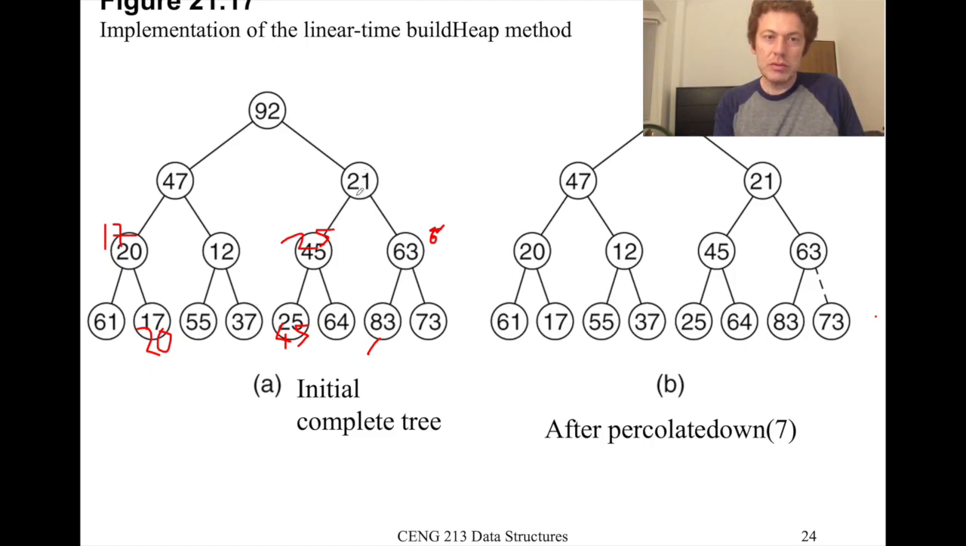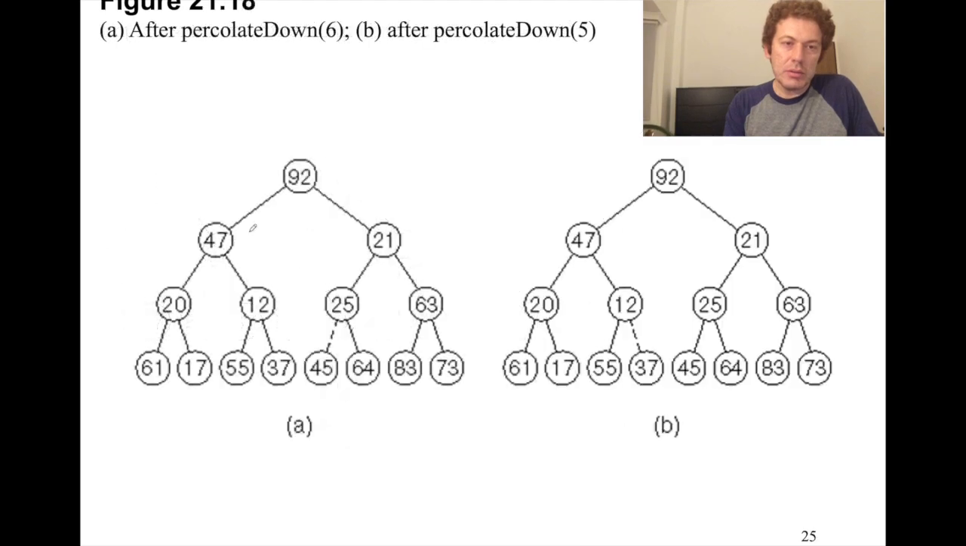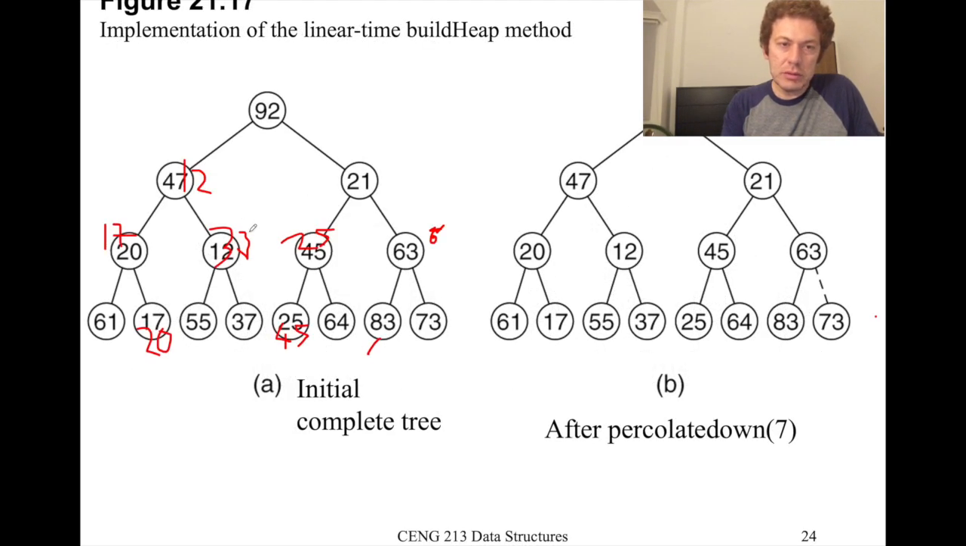No, it's already smaller than the children. 47, yeah, it must go down. Pick the minimum, so 12. And actually it will move one more step, because 47 and 37. So 37 will go here. So this should have been a 7 and 47.